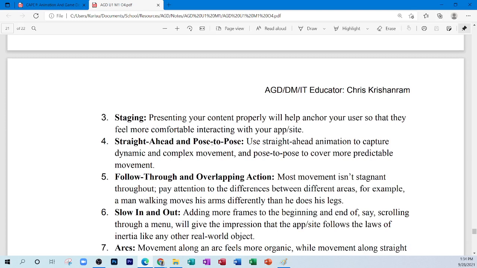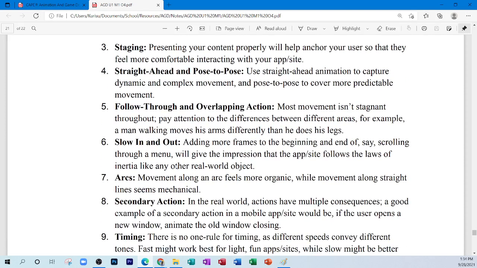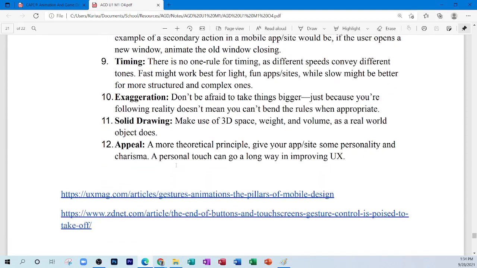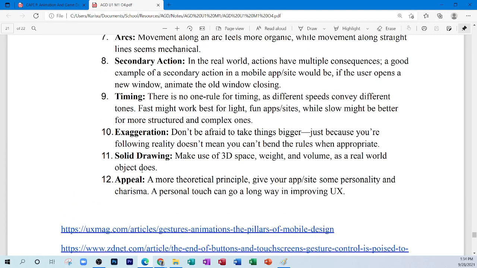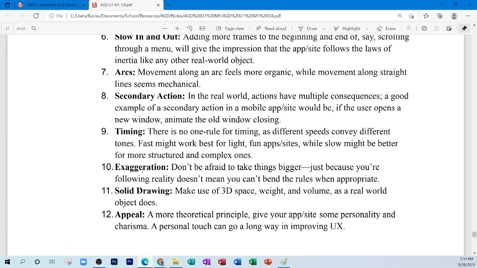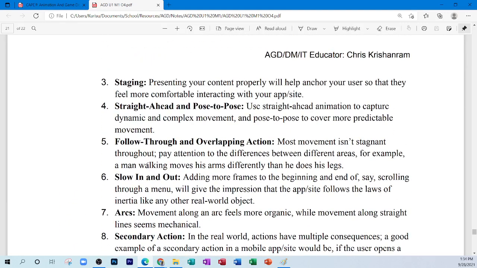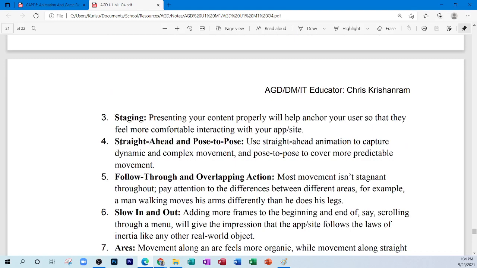Staging: presenting your content properly will help anchor your user so that they feel more comfortable interacting with your app. Straight ahead and pose to pose. Use straight ahead animation to capture dynamic and complex movement. Pose to pose to cover more predictable movement. What we're going to do, I think we should look at some content on these here.